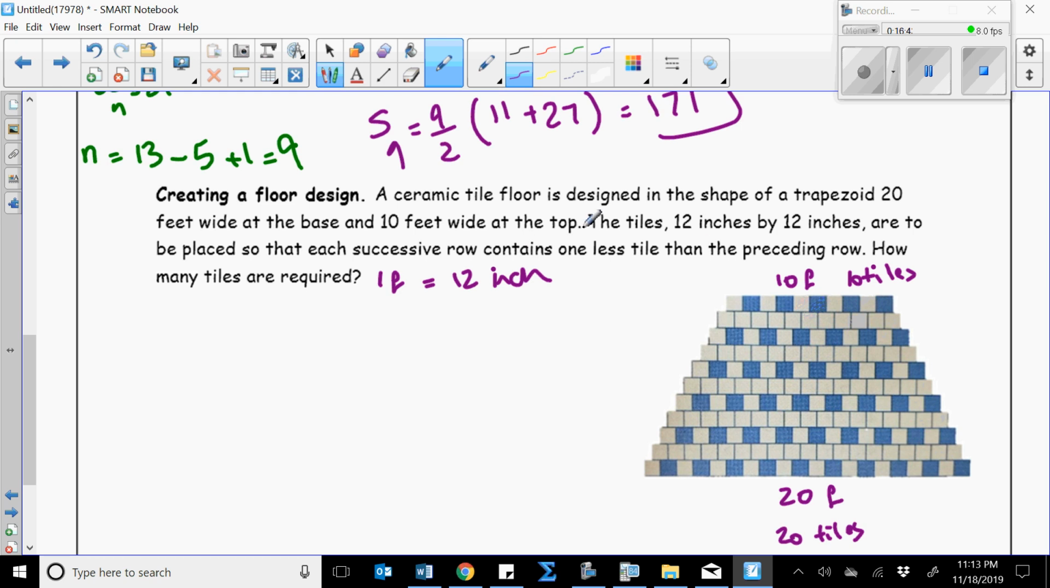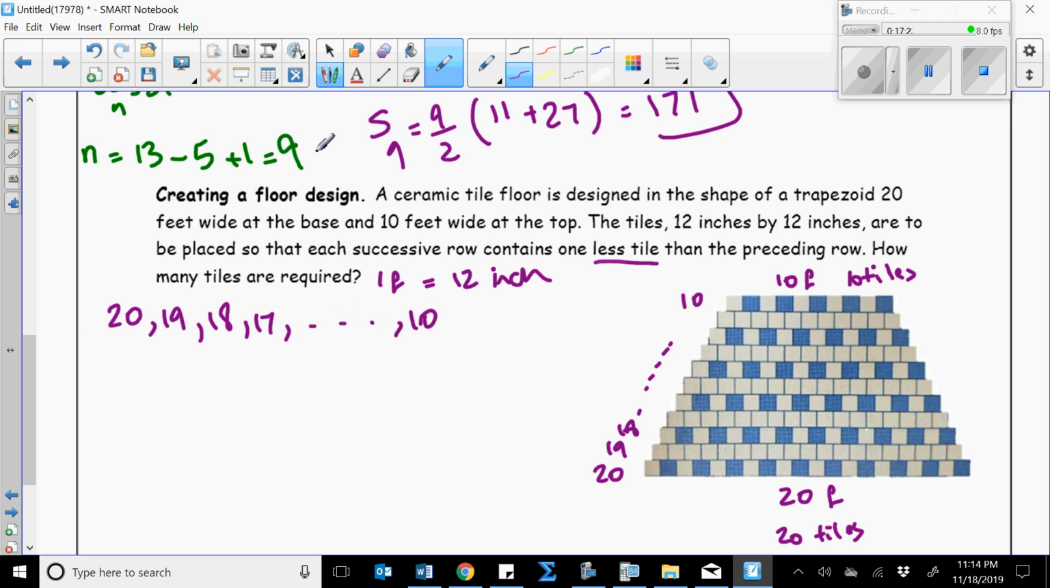Now, it says the tiles are to be placed so that each successive row contains one less tile than the preceding row. So if the first one has 20 tiles, the next one is going to have one less than this one, so it's 19. The next one is 18, and so on until we reach the top side, which is 10. Now it's asking how many tiles are required. So basically we have a sequence here: 20, 19, 18, 17, and so on to 10.